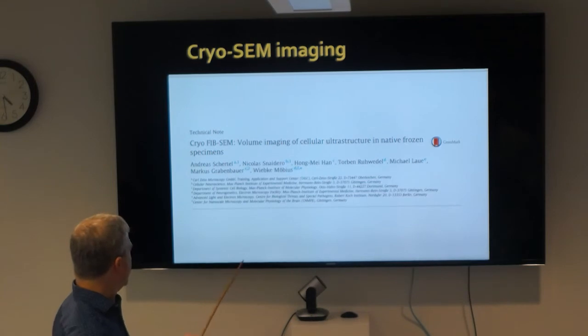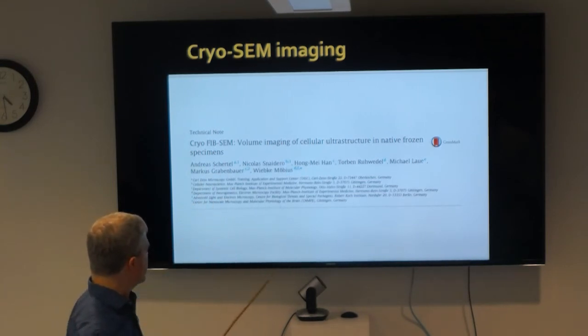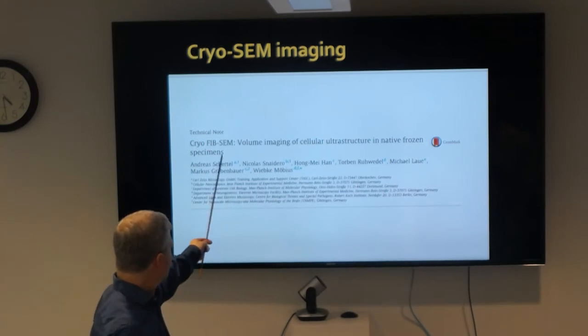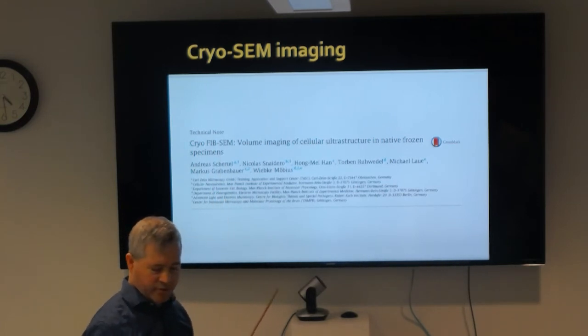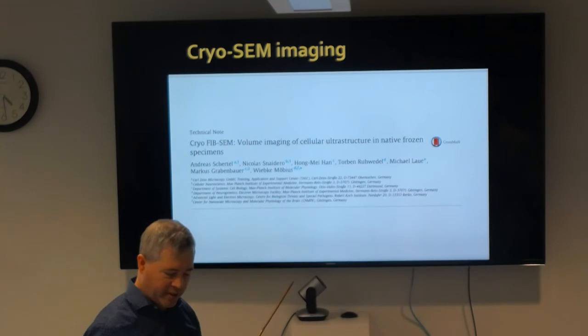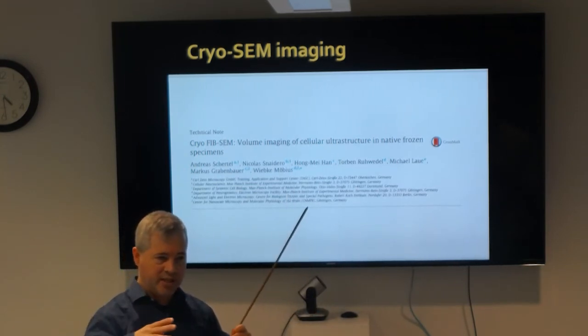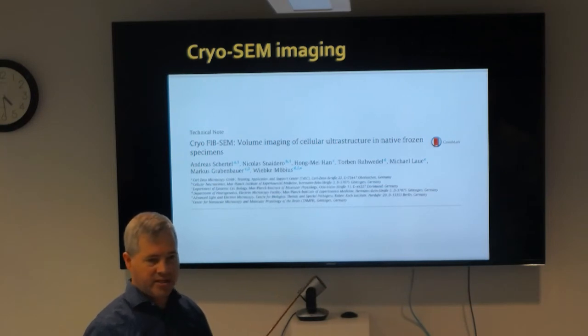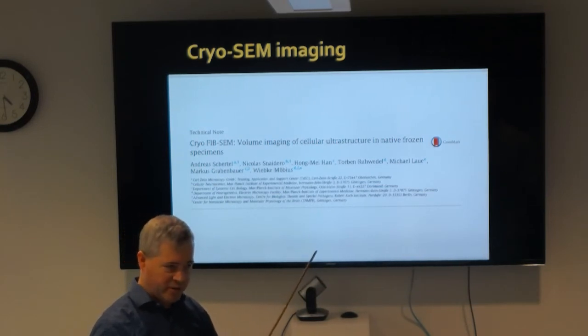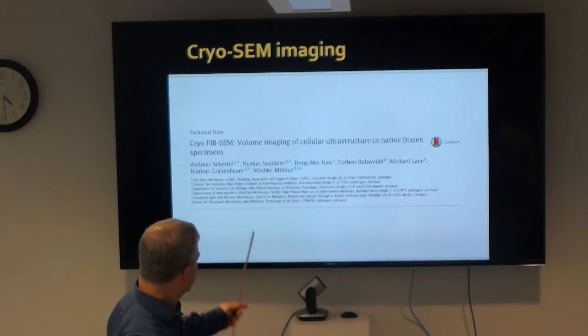What we're also looking at now is doing sort of the slice and view type imaging, using the FIB but in cryo mode. So you actually can do sort of slice and view of an unstained sample in frozen. It's been shown by a couple of groups.